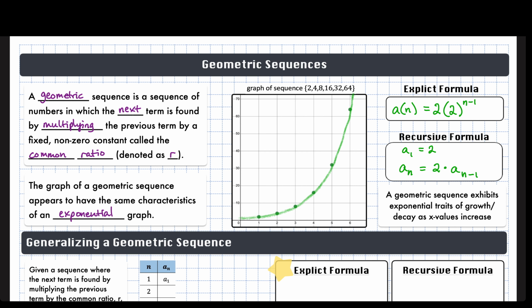Now, a geometric sequence exhibits exponential traits of growth and decay as x values increase, just like your exponential function. So if we look at the explicit formula, the very first 2, I'll write that in blue, represents the initial value. So the y-intercept of this one is going to be 2. The growth or decay factor is going to be growing by a factor of 2 in this case. That's the green 2 on the inside of the parentheses.